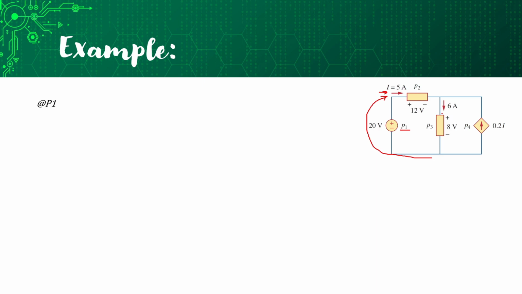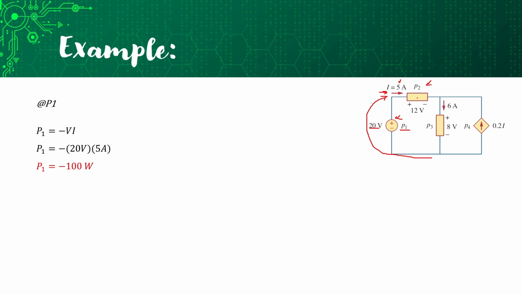So we check the current flow. The current is leaving the positive terminal, therefore the expected power should be in negative form. So we have negative V times I. Substituting the value, the 20 volts and the 5 amps, we get negative 100 watts.